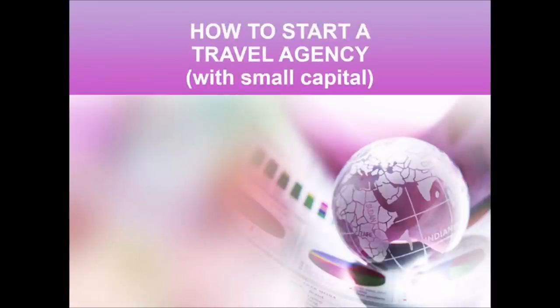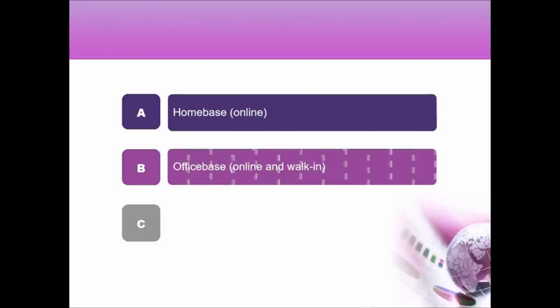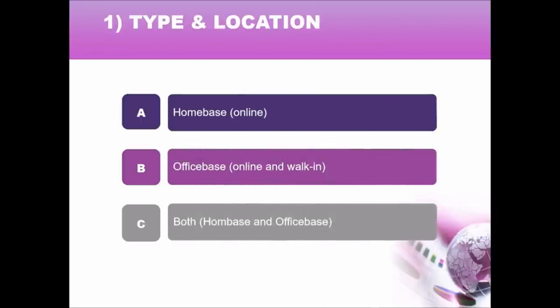Here in this video, I am going to teach you how to start a travel agency with small capital. First, you need to decide the type and location of your travel agency. There are three choices: A, home base; B, office base, online and walk-in; C, both home base and office base.